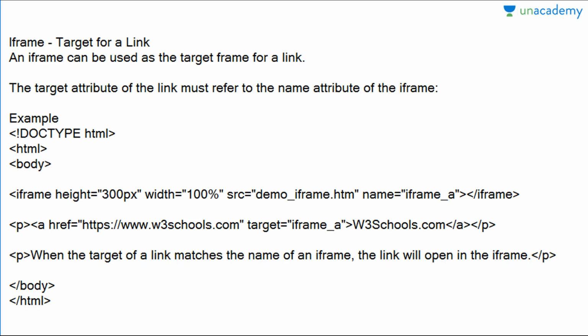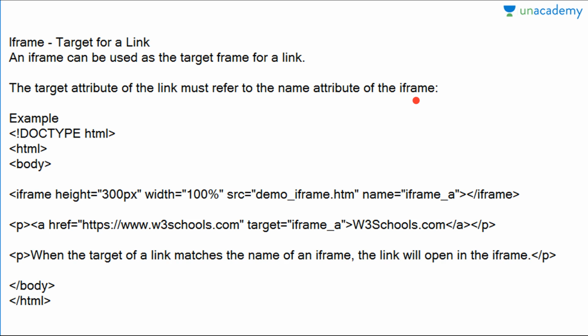And we have attached that document with the iframe, making it a target link. An iframe can be used as the target frame for a link. The target attribute of the link must refer to the name attribute of the iframe. That means you can give a name to your iframe, and when you create the link, you can target it with that name. This is the target with the frame name that we studied in that lesson, and we are applying it in this lesson. So let's see the code for how to apply this.